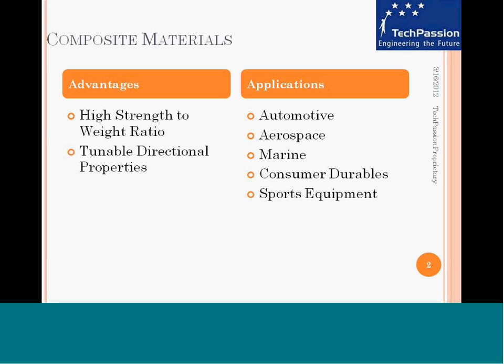Why do we use composite materials when we design structures or components? There are several advantages in using composite materials, but the top two that we would like to highlight here are their high strength to weight ratio and tunable directional properties. Owing to these advantages, composite materials are used as materials of choice in several industries. The key industries being automotive, aerospace, marine, consumer durables, sports equipment such as golf clubs.